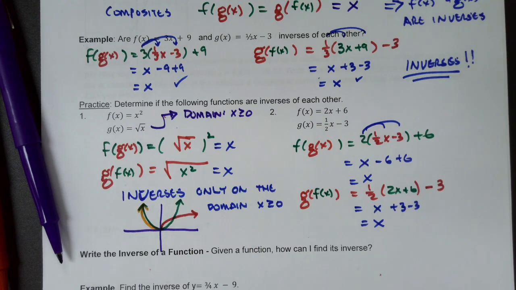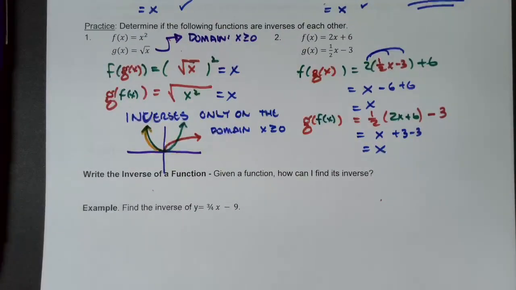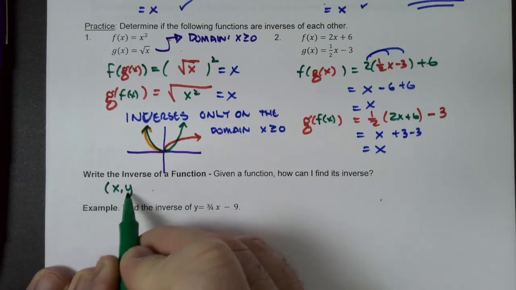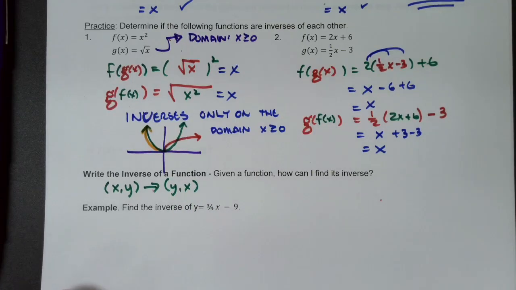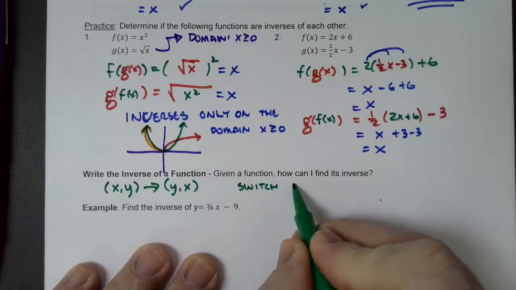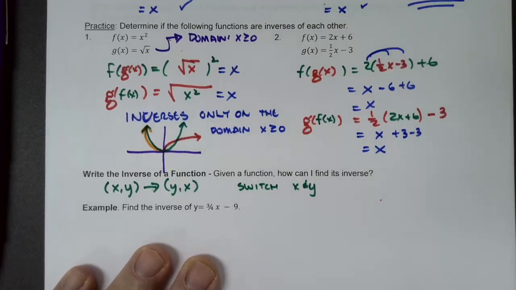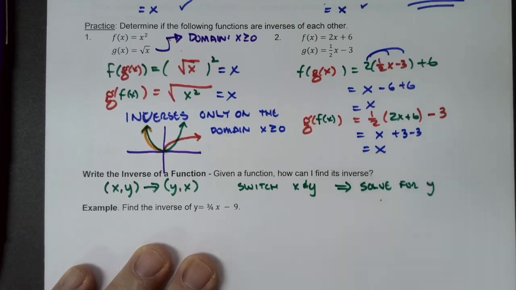So we've determined algebraically whether two functions are inverses. Now what if we're given a function and they ask us to write the inverse function? It's all based upon that notation: x, y is mapped to y, x. What's that telling us to do? Well, it's telling us to switch our x and our y. Then, to write that, all we have to do is the algebra to solve for y.